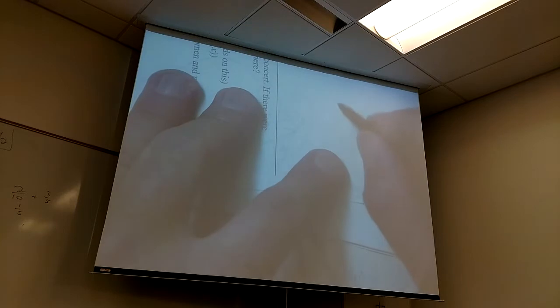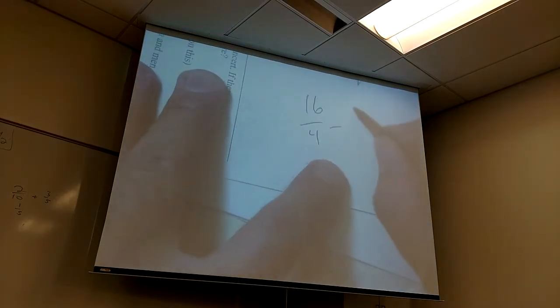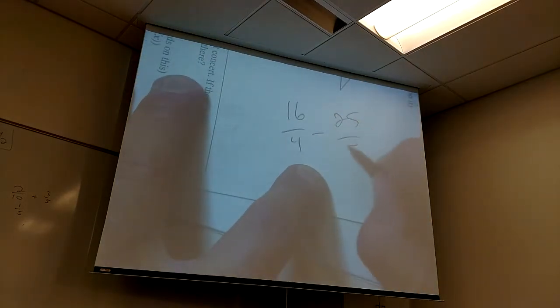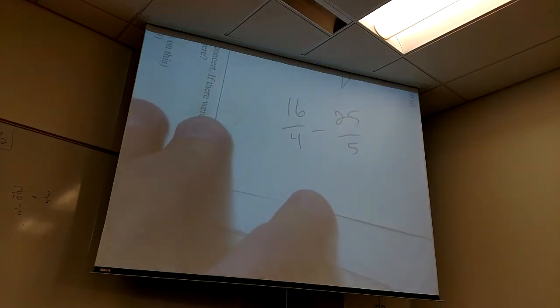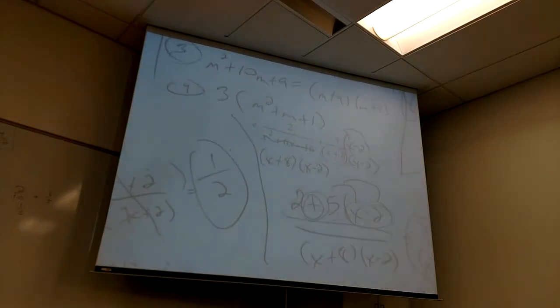It's sort of like related to if I ask you to do, what is 16 over 4 minus 25 over 5? Do I get an LCD? No, what's 16 divided by 4? Or what's 25 divided by 5? 5. 4 minus 5, negative 1, yay. I mean, so if I can reduce them, then yeah.